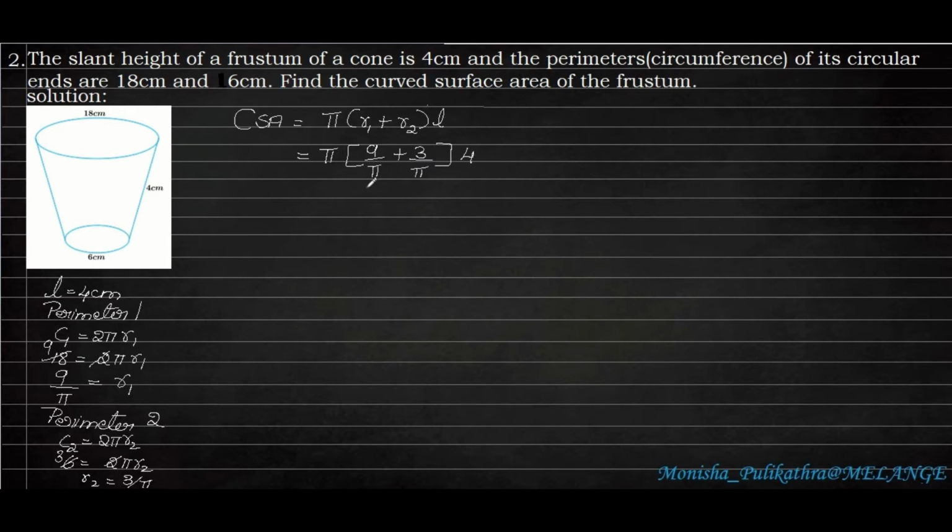Okay. Here pi is common. So I will be taking pi into 1 by pi, 1 by pi into 9 plus 3 into 4. Here pi gets cancelled. So 9 plus 3 is 12 into 4. So CSA, curved surface area of frustum of a cone, is given by 12 fours are 48 centimeter square. So this was a simple problem. So CSA, curved surface area, is given by 48 centimeter square. I hope you understood this.